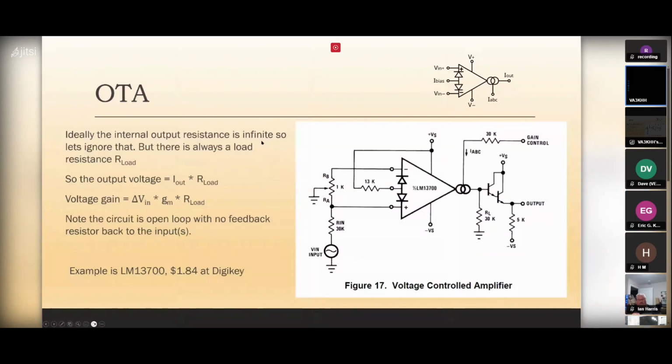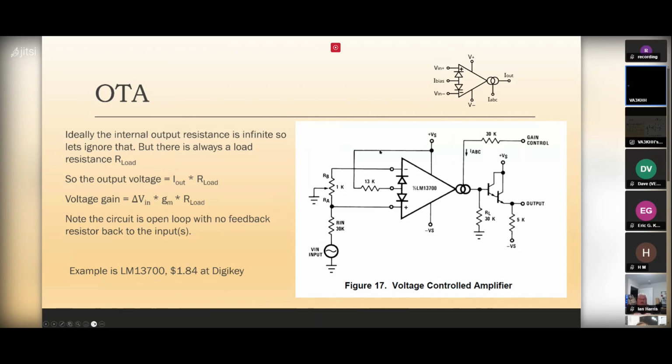So why would we want to do this? Here's one thing you can do: you can have an amplifier where you can control the gain by using a voltage. So you've got a voltage input. There's an adjustment to set the relative offsets of these to zero it out, I'm assuming.